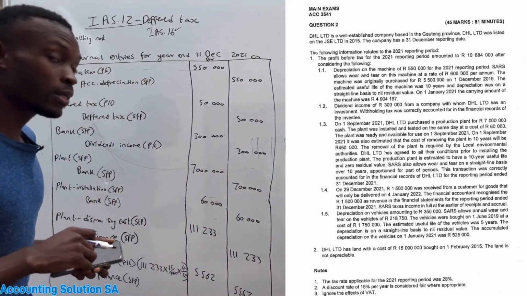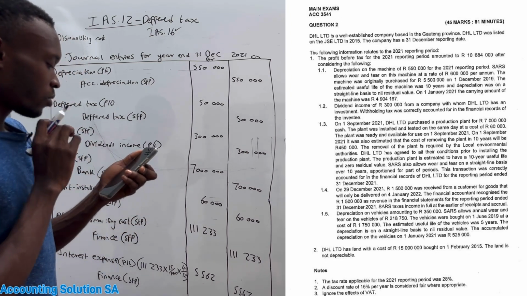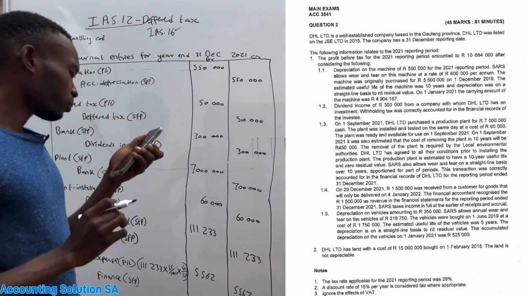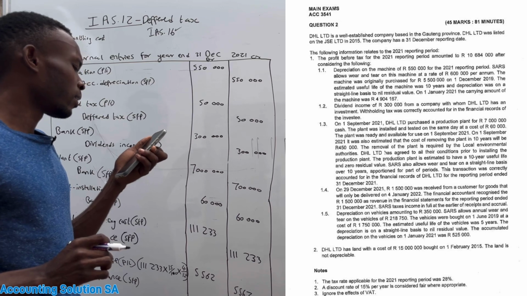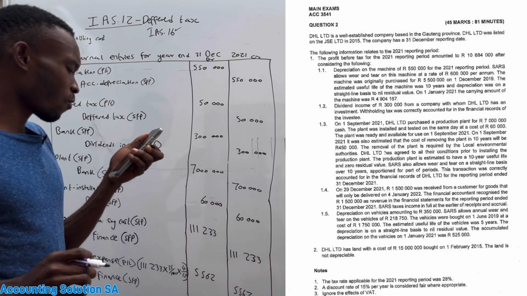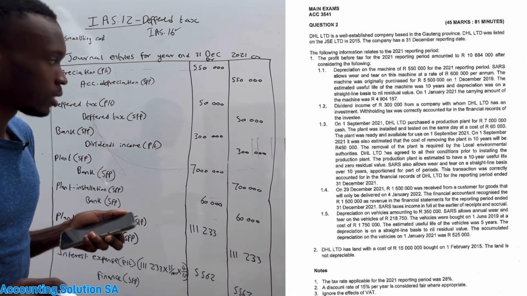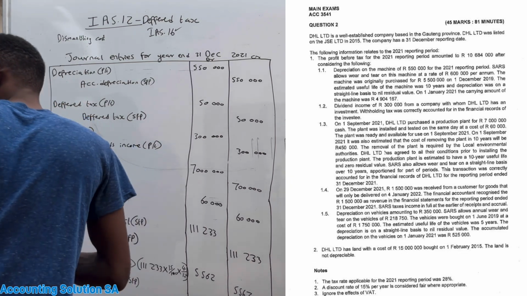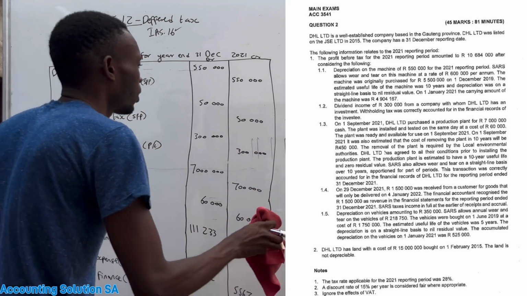That's how you should prepare this journal. But it's not done. We are not done with this transaction because they said that we also have to account for depreciation. Okay, let's continue. Now let's come to this side.